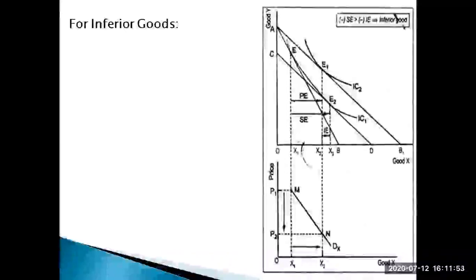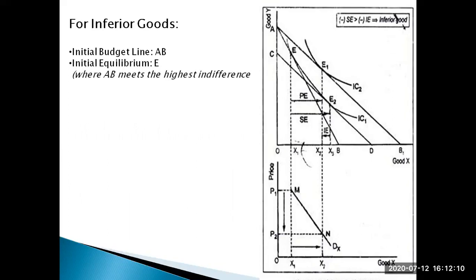Concentrate on inferior goods now. We'll start the approach with the same direction. So we have an initial budget line AB, which represents the initial pxx plus pyy equal to m situation, and the individual is at an initial equilibrium E, where the highest possible indifference curve IC1 meets the initial budget line at point E.